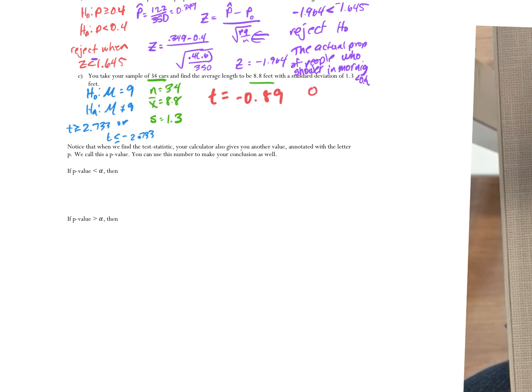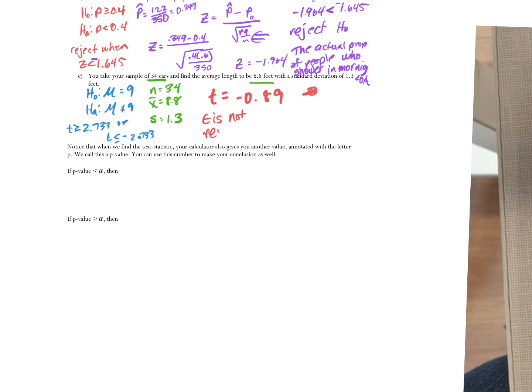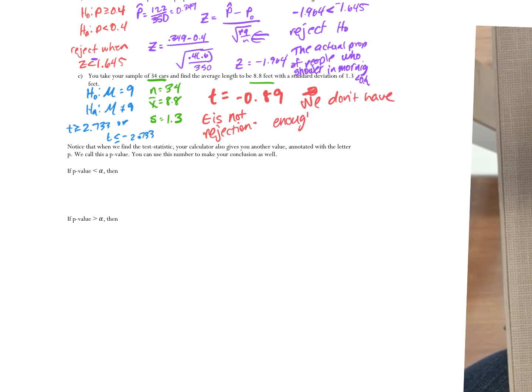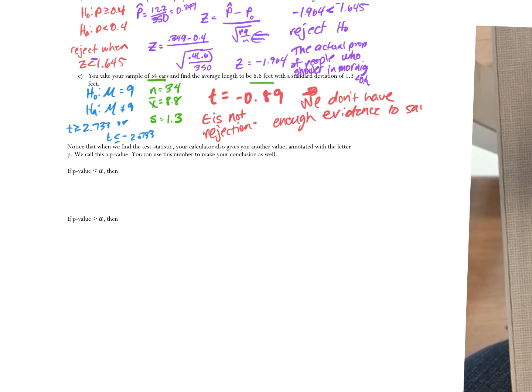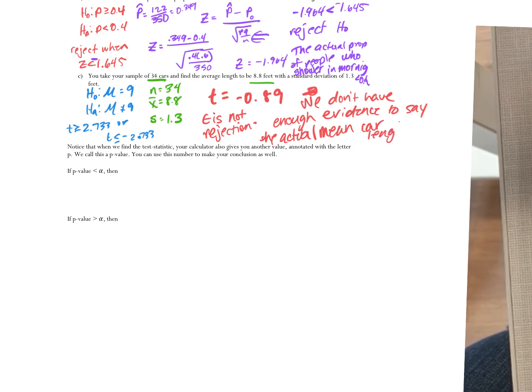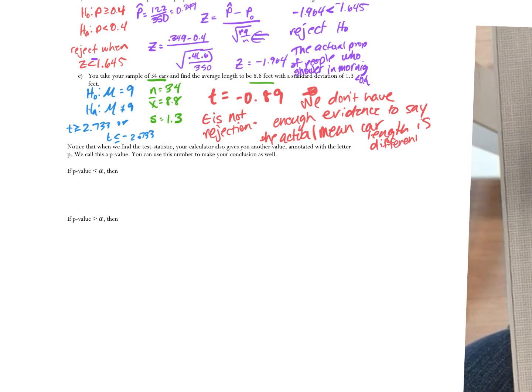We're going to say t is not in the rejection region. We don't have enough evidence to say the actual mean car length is different from 9.